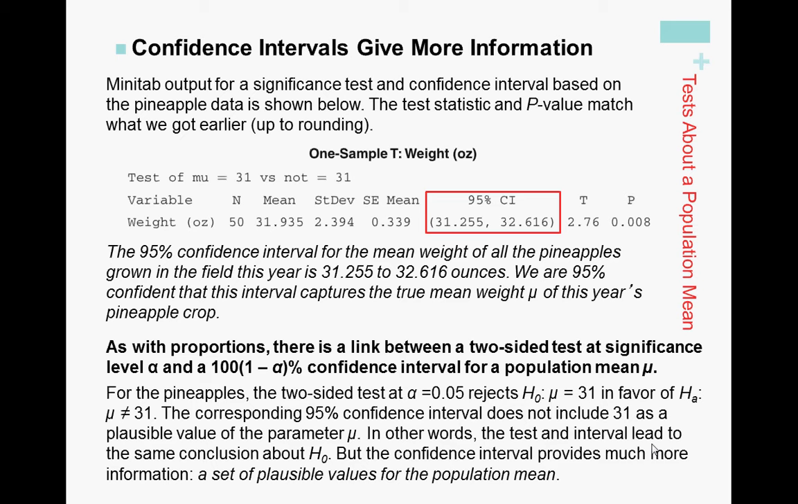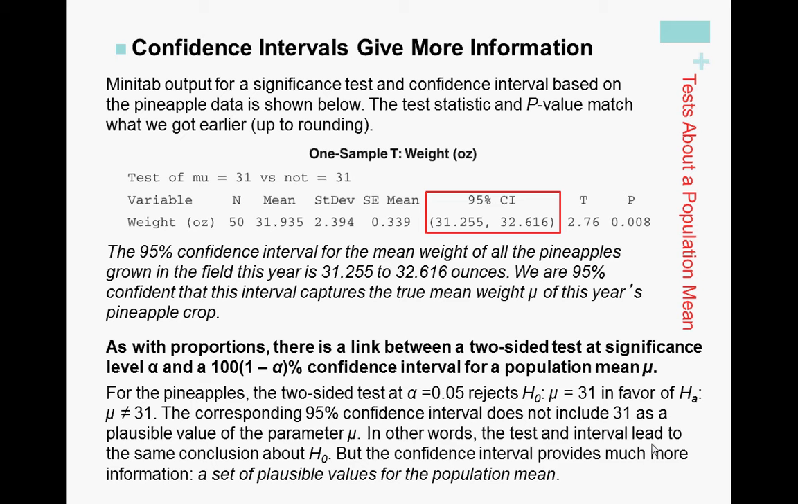and said there was sufficient evidence for the alternative hypothesis that the mean was not 31. And the corresponding 95% confidence interval does not include 31 as a plausible value of the parameter mu. In other words, the test and the interval both lead to the same conclusion of rejecting the null hypothesis. But, as we talked about earlier as well, the confidence interval really gives much more information because it provides a plausible set of values for the population mean, whereas the significance test really just told us it's not 31.